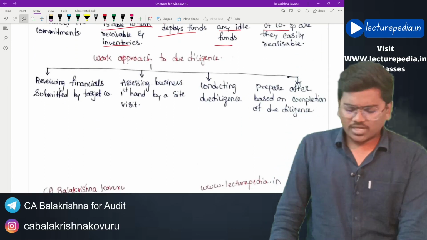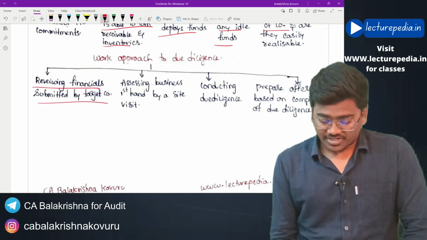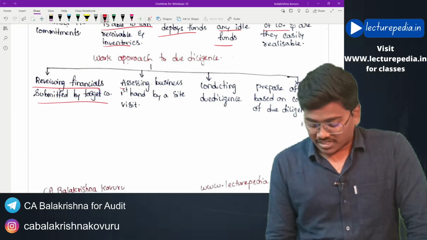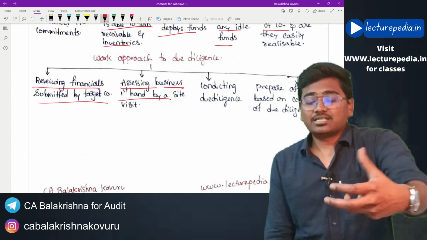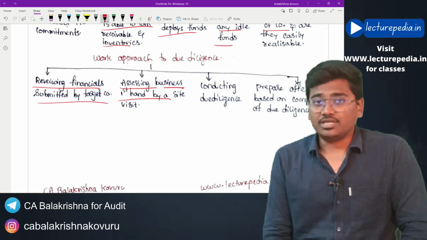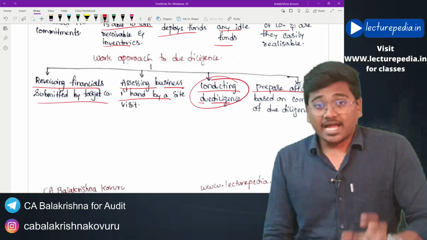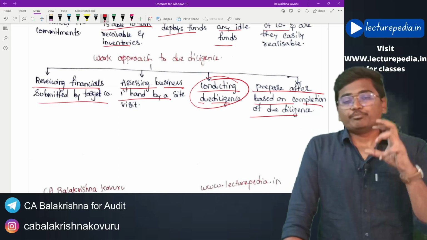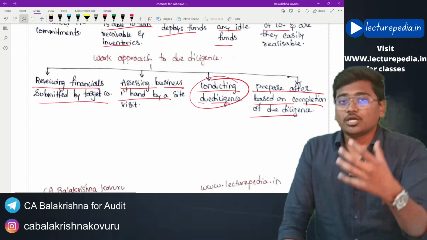Next, work approach to due diligence. Generally, first of all, we will review the financial statements submitted by the target company, and then we will assess the business first hand by visiting the organization. Then we will start our due diligence process, and finally we will prepare an offer. Based on the findings of the due diligence, we will come up with an offer price.